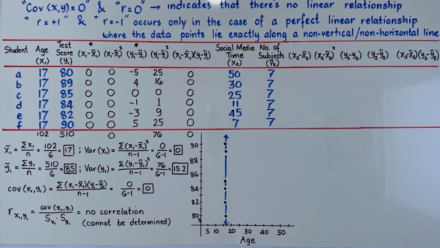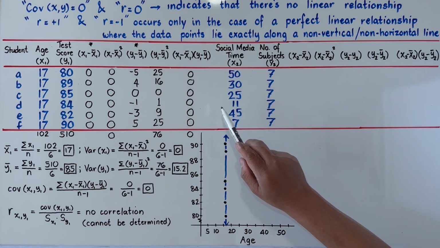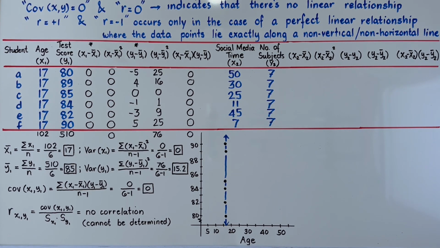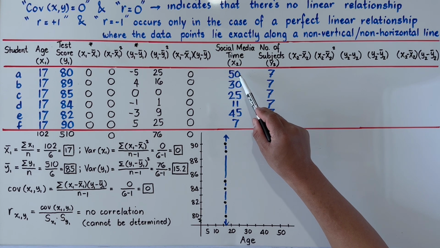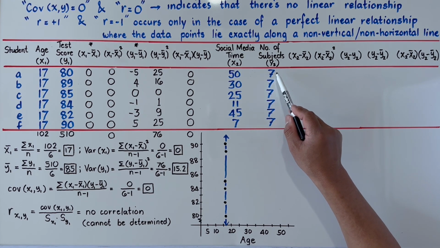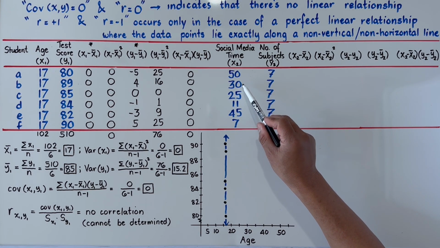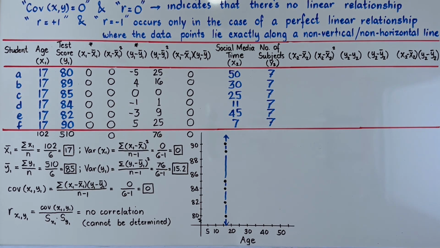Now let's proceed to the second example, wherein the first variable is social media time and the second variable is the number of subjects enrolled by the student. The first student spends 15 minutes on social media every day on average, but enrolled in 7 subjects. Second student, 30 minutes social media time, also enrolled in 7 subjects. So we are trying to relate the social media time and the number of subjects enrolled in school.